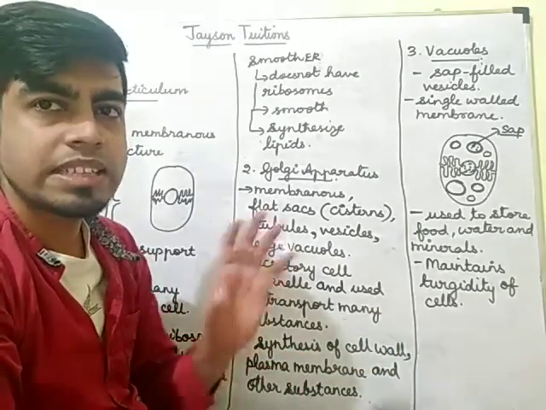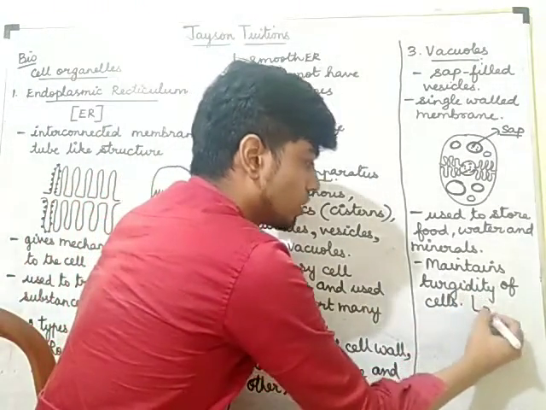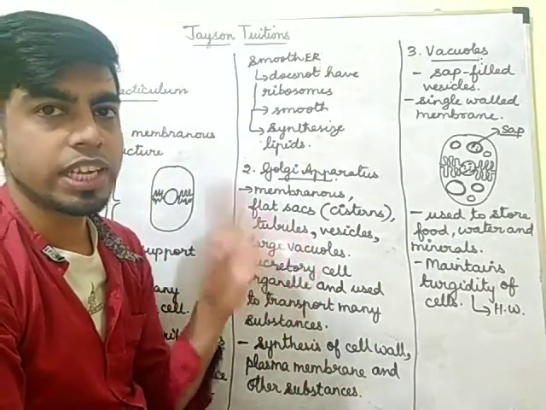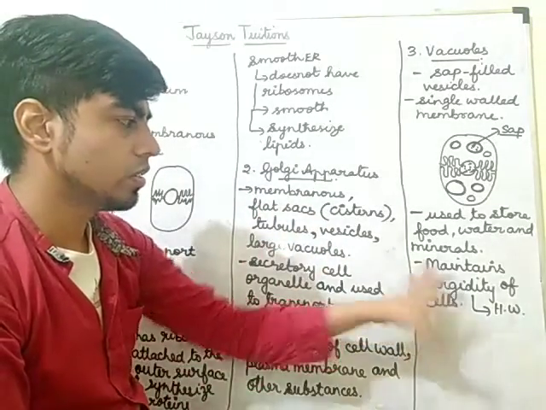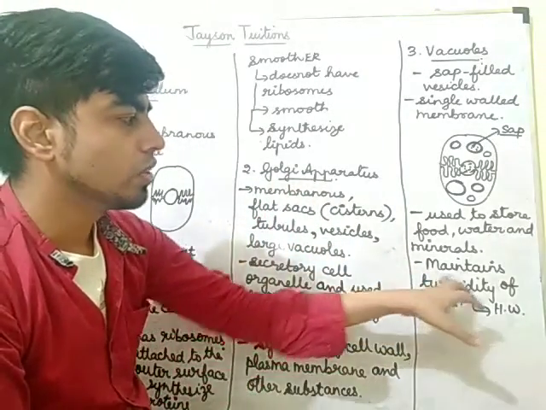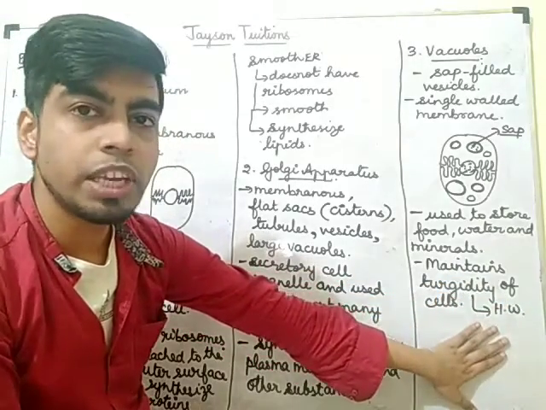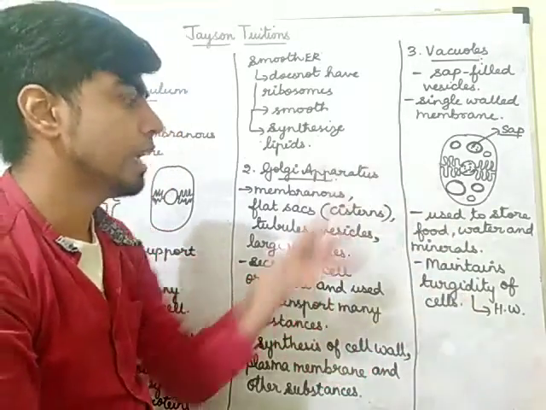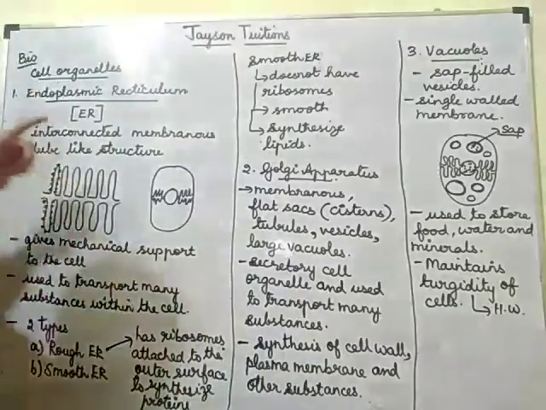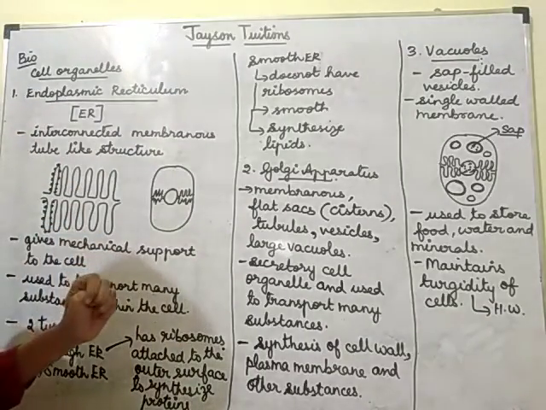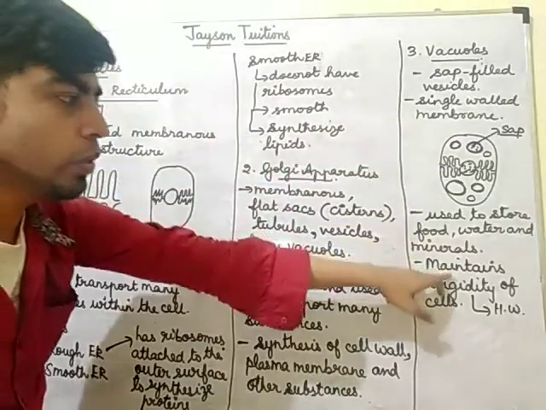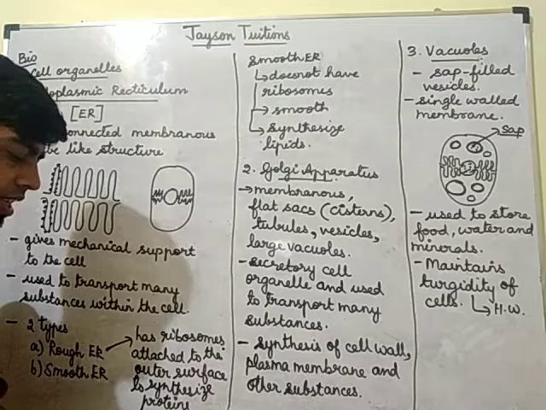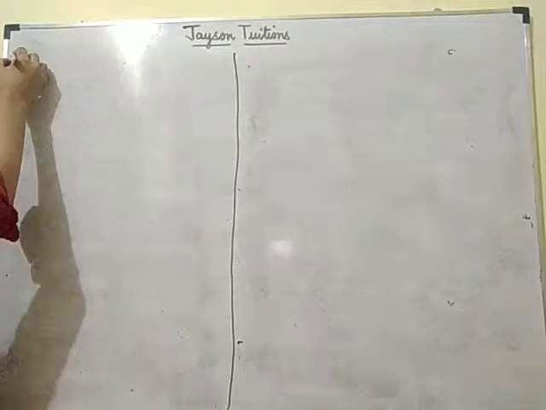So what do you mean by this term turgidity? You find out. This I will give as homework. What is meant by turgidity? You can also say turbidity like thing. So it maintains the turgidity. You find out with the help of a dictionary. The endoplasmic reticulum gives the mechanical support, but this vacuole is used to maintain the turgidity of the cell.